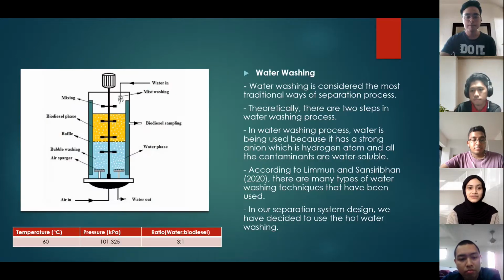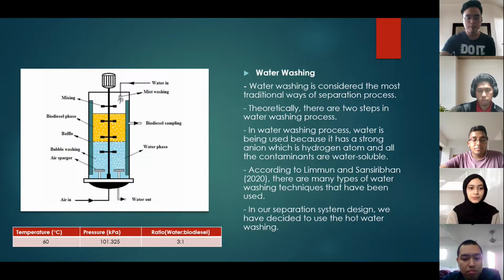So the next system is water washing. The contaminants of biodiesel include glycerol, soap, sodium hydroxide, and the residual methanol that does not come off during the evaporation process. Theoretically, there are two steps in the water washing process. Firstly, acidification of the mixture of the esters. Then it is followed by adding water to the crude biodiesel while stirring it slowly. Later, the water will be removed by sedimentation. Usually, the process will be repeated 2 times to ensure that all the contaminants of biodiesel are perfectly removed.